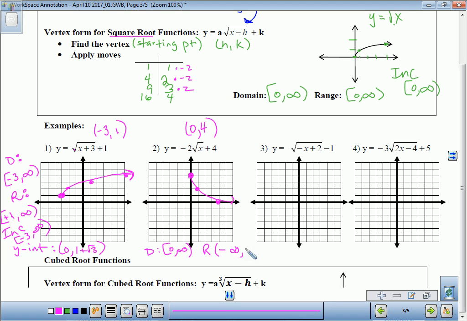And the highest y value is 4. All right, this entire function is decreasing from left to right. So it would decrease from 0 to infinity. And the y-intercept is obvious, 0, 4. We started with that.